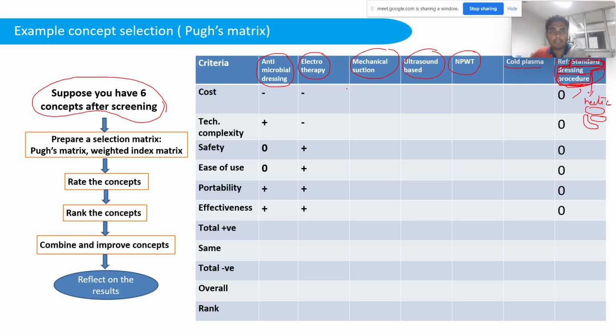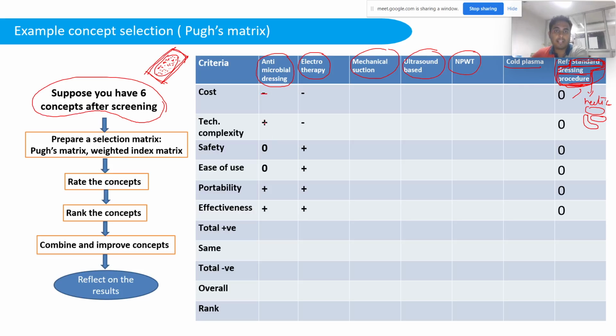So for example, let's see here. Consider an antimicrobial dressing. An antimicrobial dressing is nothing but a pad with some sort of antibiotics. There are different technologies and chemicals that can give these antimicrobial properties. It is a ready-made, bandage-like thing which can be used for any sort of wound. In terms of cost, this is a bit costly because of the material used, so you can say this is a negative feature.